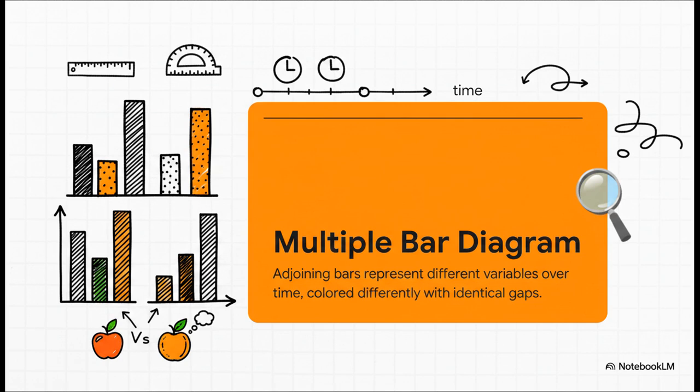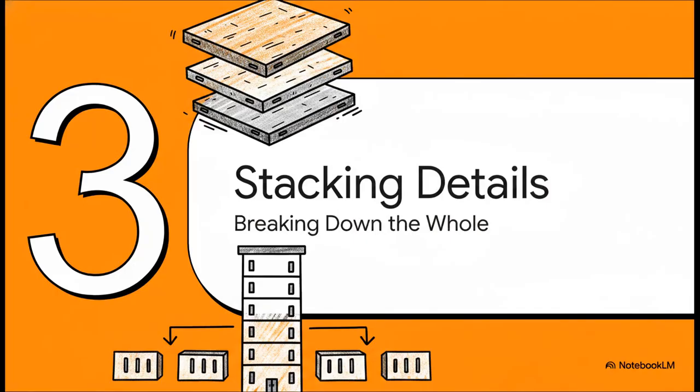Now, to make this easy on our eyes, the different bars within a single set are always colored or shaded differently, and an identical gap is left between the different sets of bars. This is how you instantly compare apples to oranges, side by side, month after month, without getting the numbers jumbled up in your head.